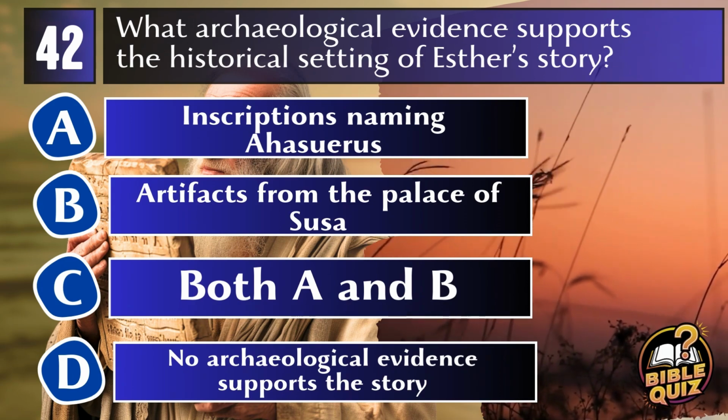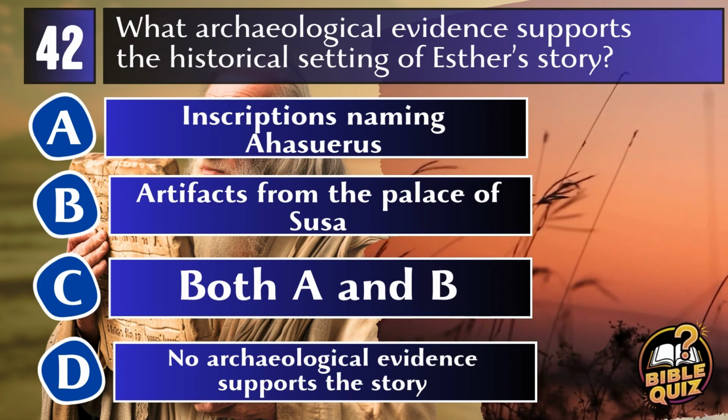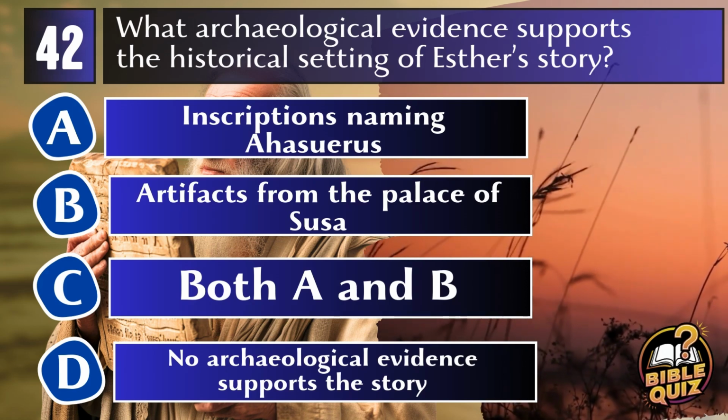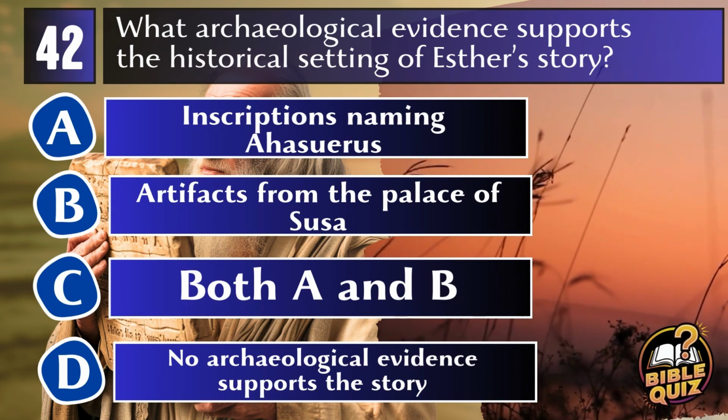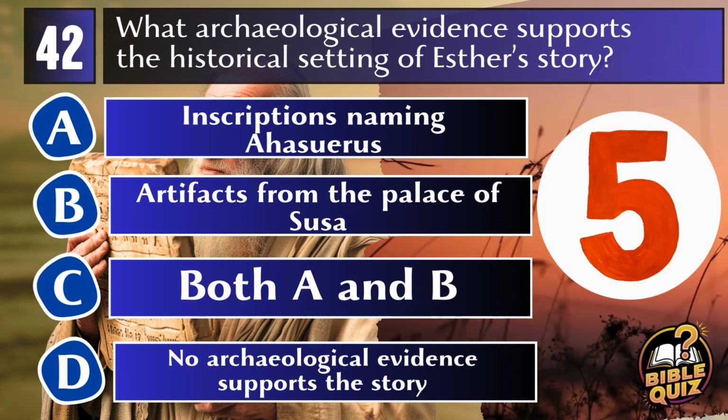A. Inscriptions naming Ahasuerus. B. Artifacts from the Palace of Susa. C. Both A and B. D. No archaeological evidence supports the story.